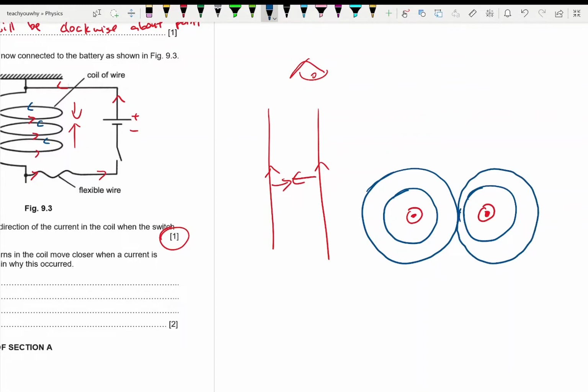okay, so watch what happens. If you were to use your right hand grip rule, this wire here, let's call it wire one, will form a magnetic field as shown in the red arrow. And then wire two, this one, will form a magnetic field like this, same thing. So I want you guys to pay attention here. What happens here is that wire 1 and wire 2 magnetic fields cancel out. Cancel here.